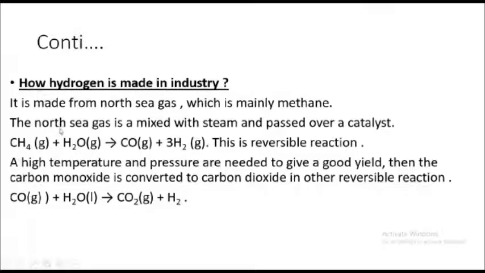North Sea gas has many compounds that form it, the natural gas and oils, and that includes methane. So methane, CH4. Methane is a gas. So this (g) indicates that this compound exists in the form of gas. So you have this methane.